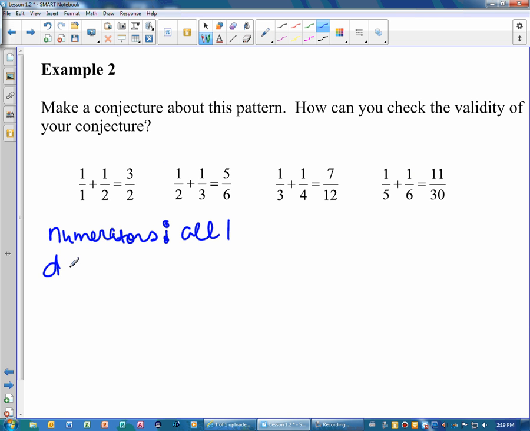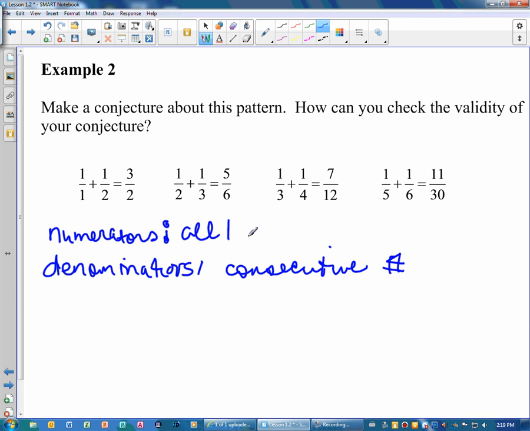Okay, what's the pattern going on with the denominators? We have a 1 and a 2. We have a 2 and a 3. We have a 3 and a 4. We have a 5 and a 6. So the denominators are consecutive numbers in a row. Consecutive numbers.